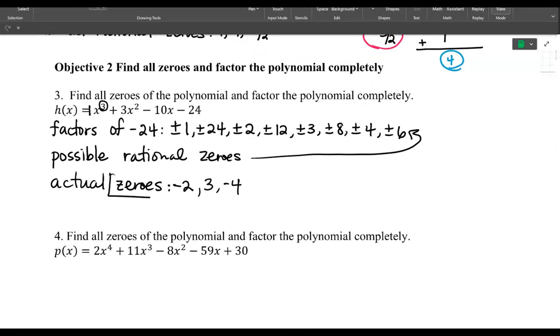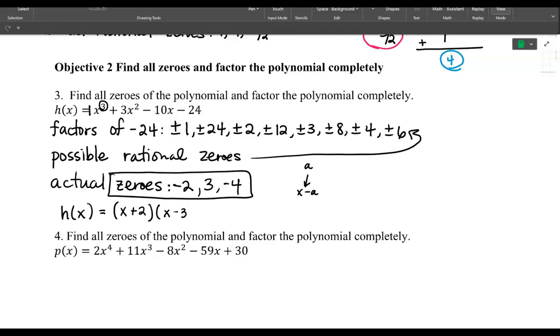So we have found the zeros for this polynomial, and now we're ready to write the polynomial completely factored. Generally speaking, if you have the number a as a 0, then x minus a is a factor. So if negative 2 is a 0, x minus negative 2, which would be x plus 2, is a factor. If 3 is a 0, x minus 3 is a factor, and if negative 4 is a 0, x minus negative 4, which is x plus 4, is a factor. So now we have written the polynomial completely factored.